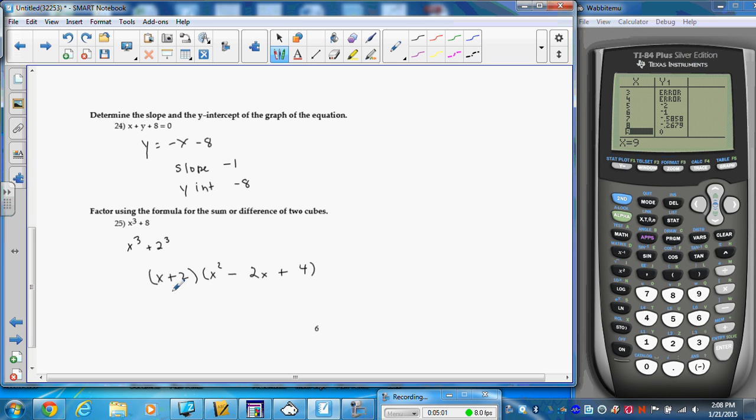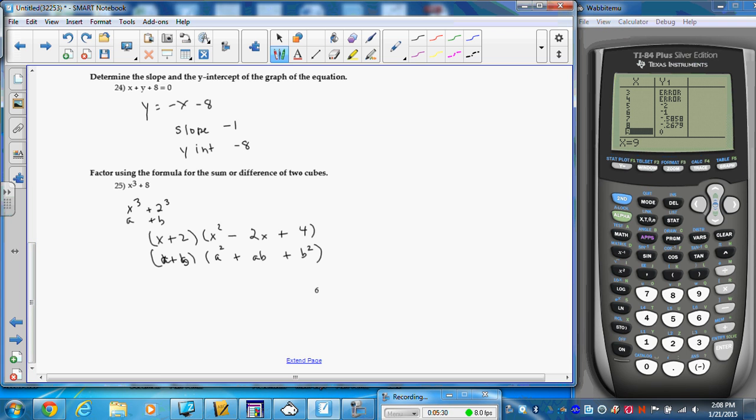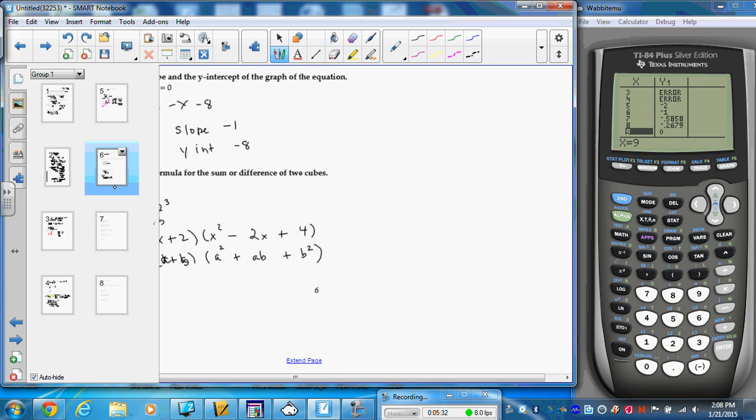This is x plus a, and this is the a and the b, and this is a squared, or x plus b, sorry, x plus b. So this would be x squared, and this would be ab, and this would be b squared. So remembering the SOAP to do the formula.